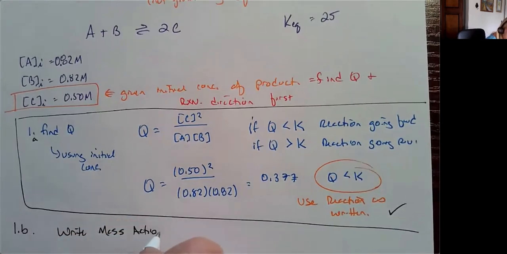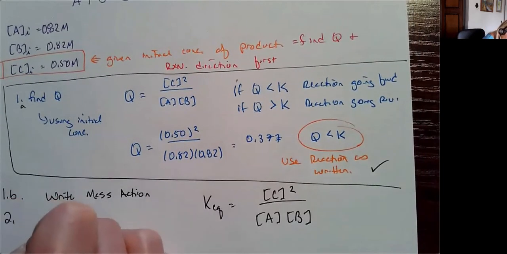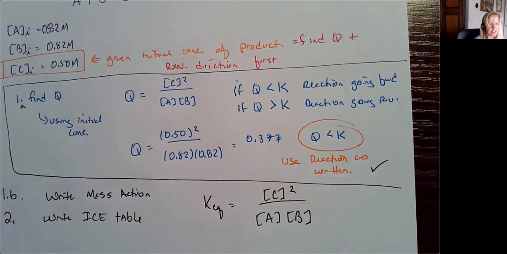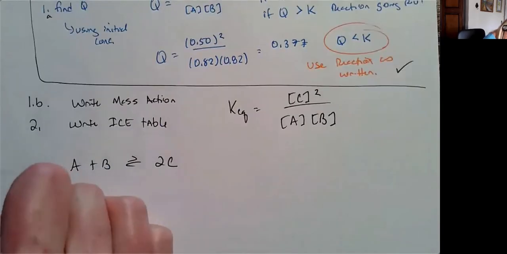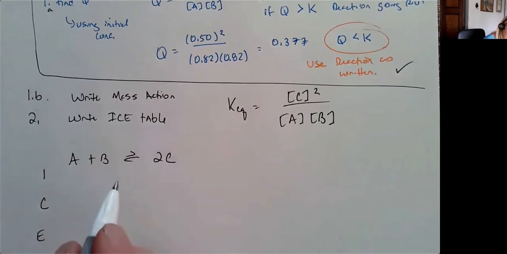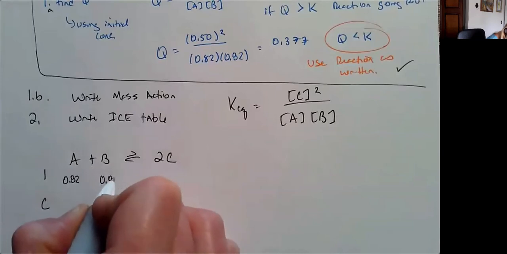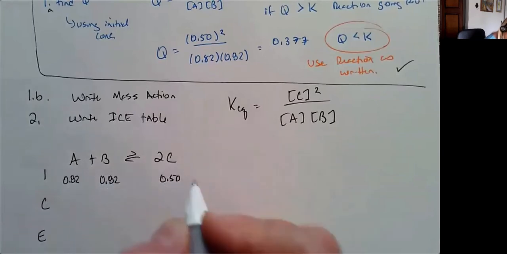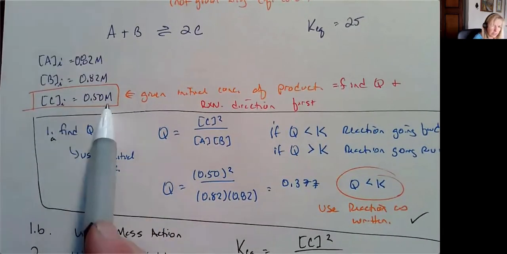Now that I know that the reaction is moving forward initially, I'm going to write an ICE table as my second step. So I'm going to rewrite my equation here. I'm going to have an initial, I'm going to have a change, and I'm going to have an equilibrium. So my initial concentrations are 0.82, 0.82, and 0.50. And that was in my initial set of conditions here that I gave myself.